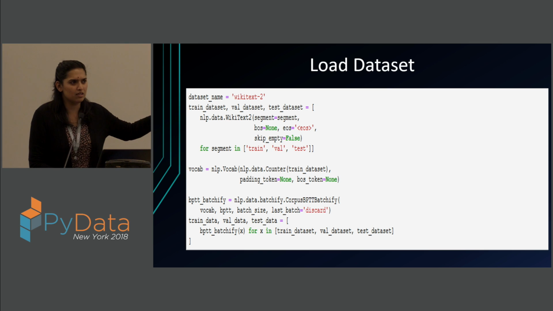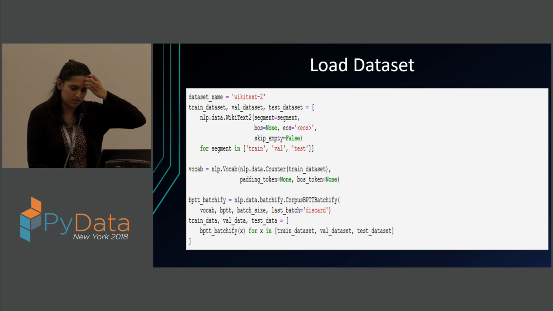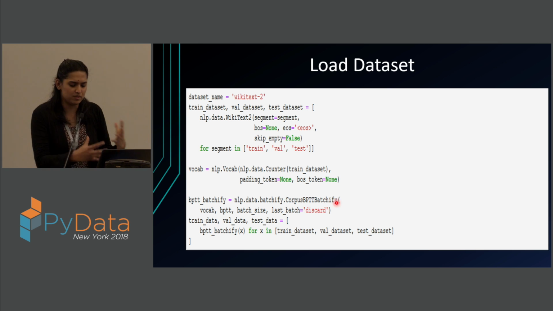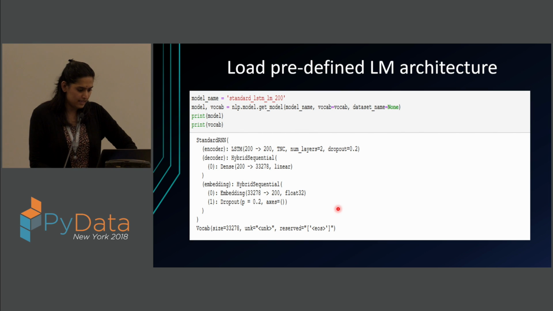The BPTT thing is not something that you want to get hung up over. It basically just transforms the dataset, the corpus, with the BPTT batchify method. It transforms the dataset into batches of numericalized samples, in a way that the recurrent states from the last batch connect to the current batch for each sample. And then there are a whole bunch of arguments associated with that.